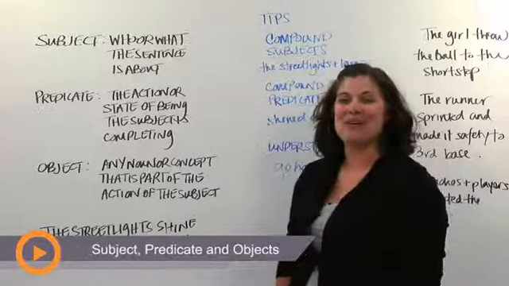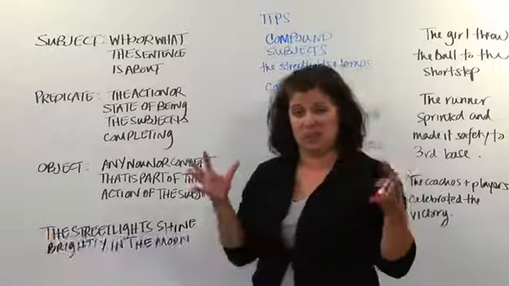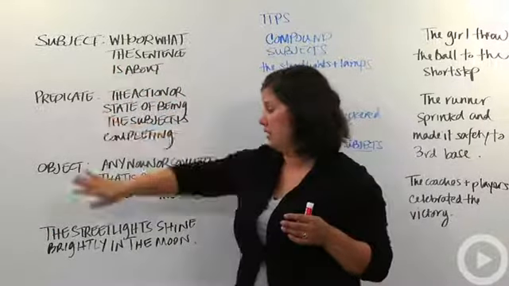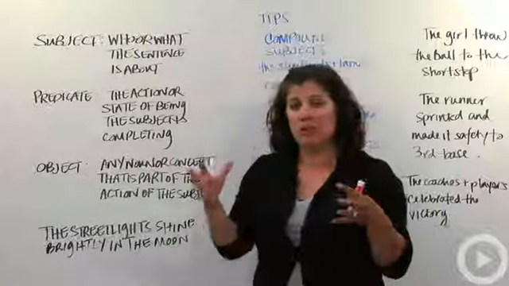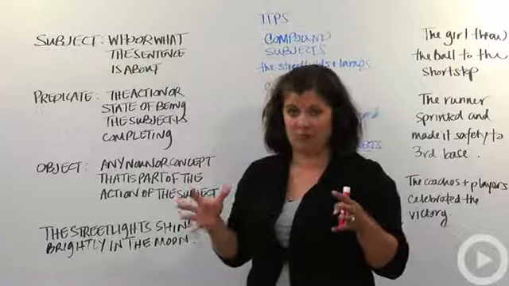So we are talking parts of a sentence now, and there's three main parts that you're going to want to know anytime you're breaking down a sentence. You're going to want to know the subject, the predicate, and the object, and this will really help you in a lot of ways.